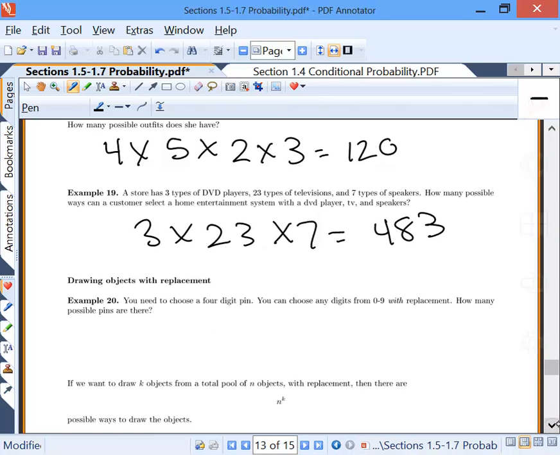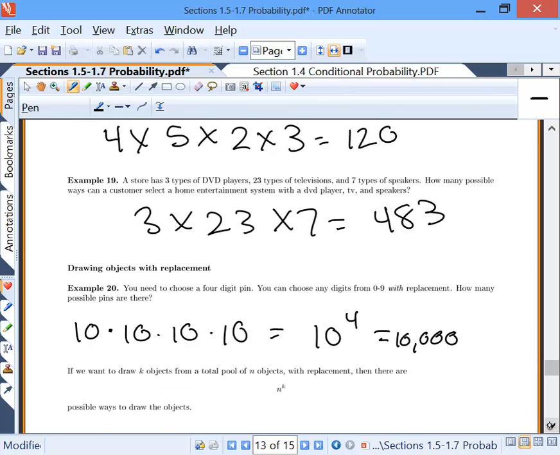The next thing we have is drawing objects with replacement. Let's say you need to choose a 4-digit pin. You can choose any digits from 0 to 9 with replacement. How many possible pins are there? How many possibilities are there for the first digit? 10. How many for the next digit? The next one, 10. The next one, 10. So this is 10 to the power of 4. So 10,000?